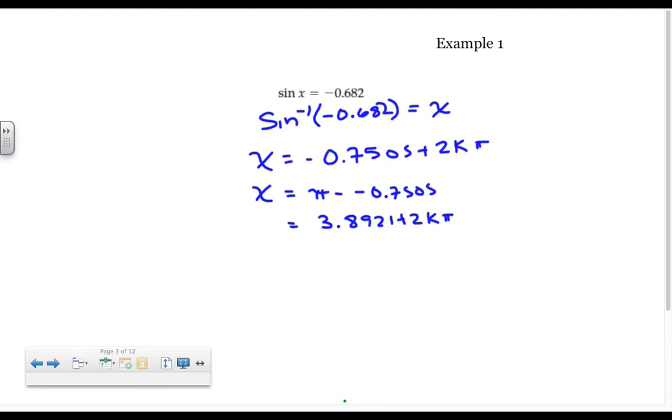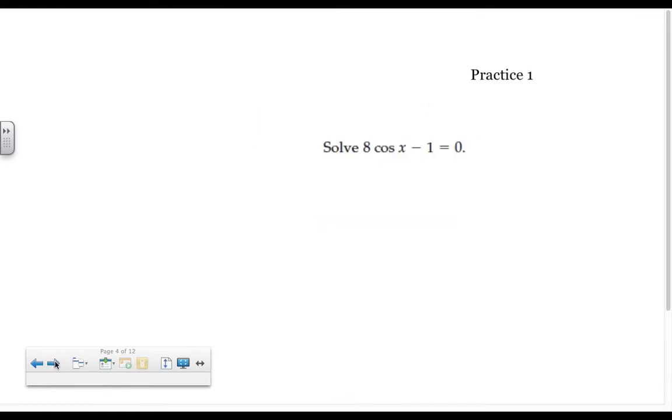Okay, now you're going to try one on your own. Again, calculators are super important in this chapter.